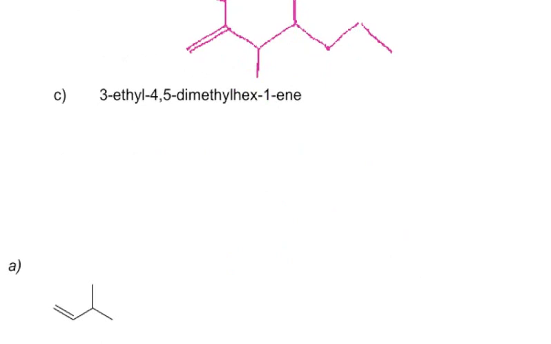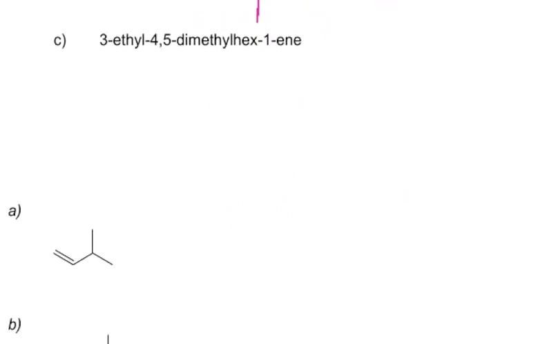One more of these. 3-ethyl-4,5-dimethyl hex-1-ene. Start with this, of course. 6 carbons. So from the start, 1, 2, 3, 4, 5, 6. 1-ene means from the first carbon. They always seem to start at 1. They're in a bit of a rut on their numbering. But, oh well. Okay, so there's hex-1-ene.